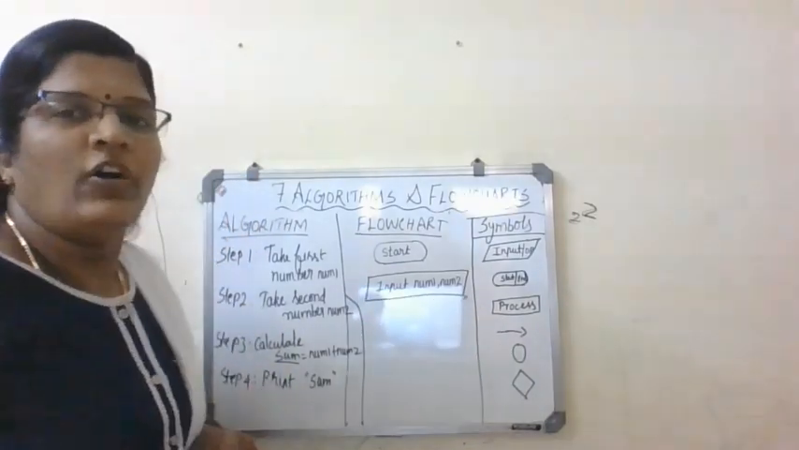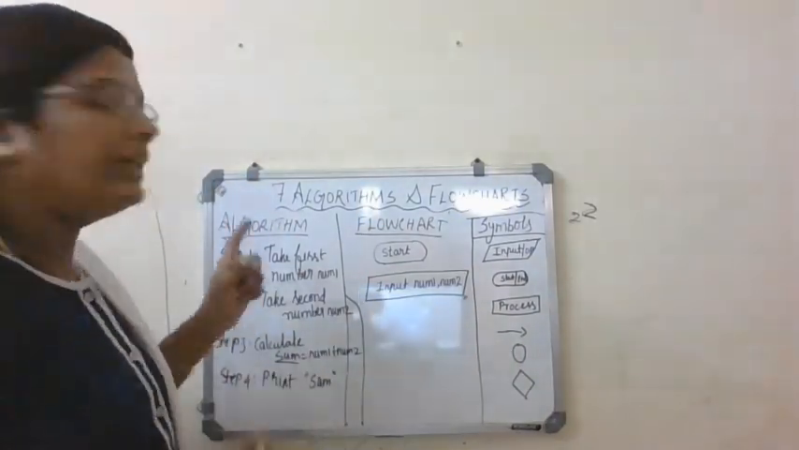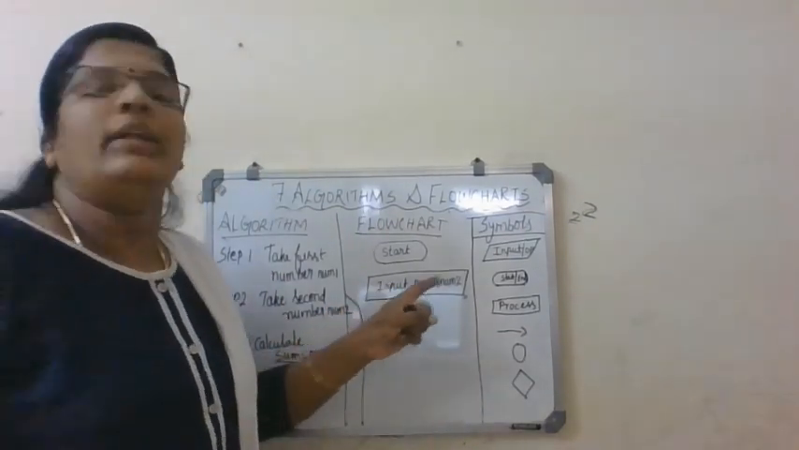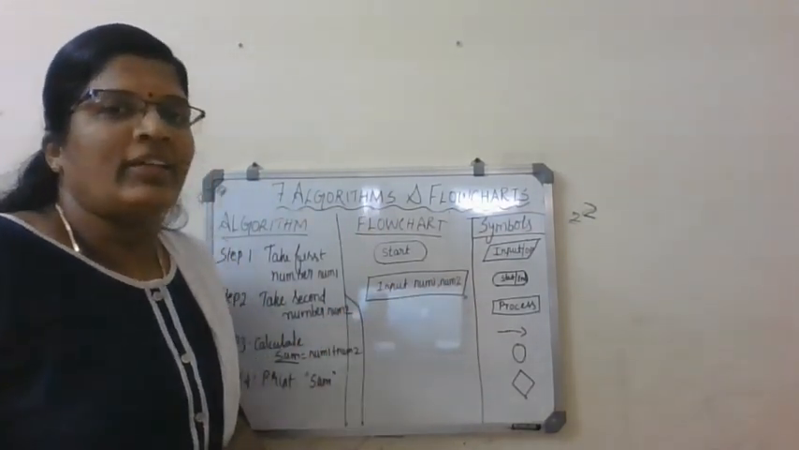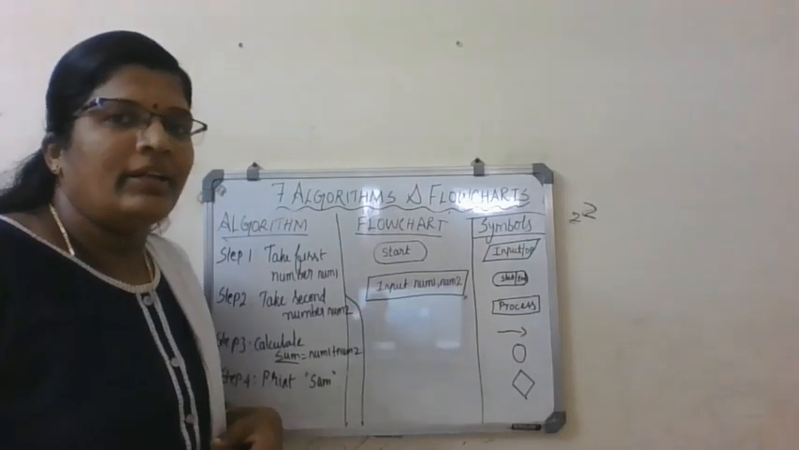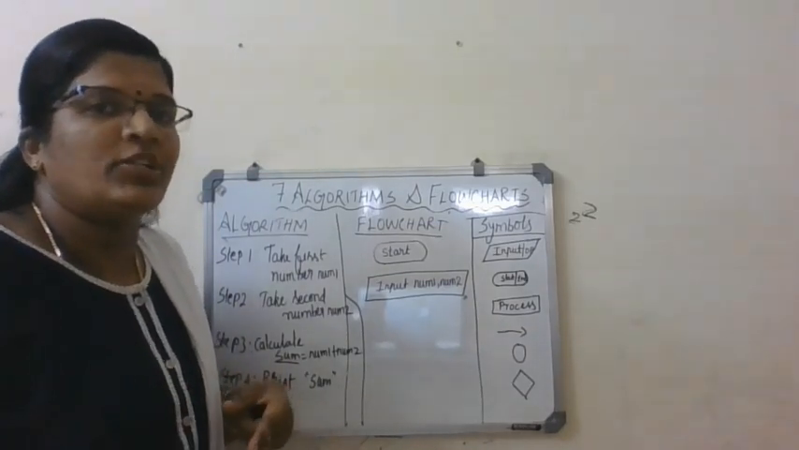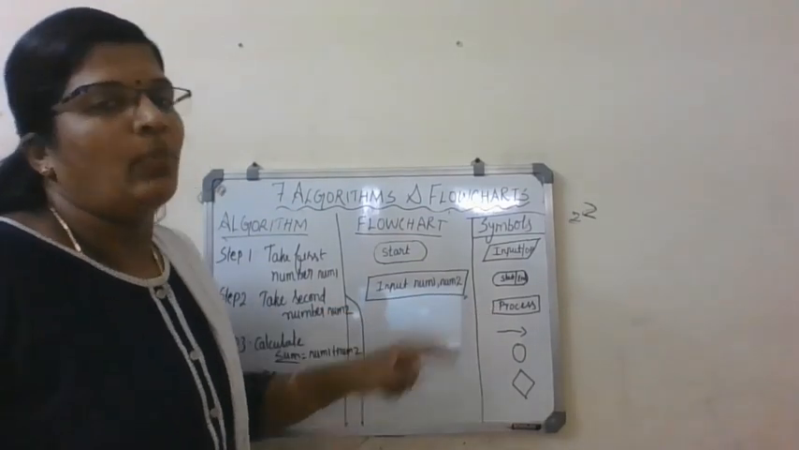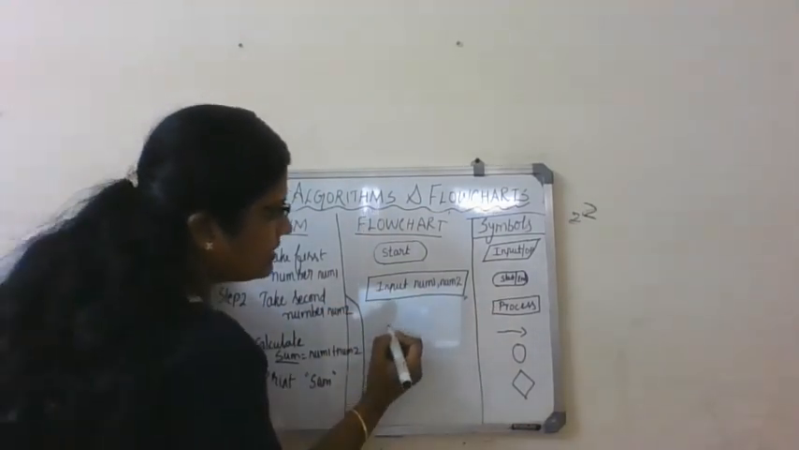So this is a box for input and output. I'm not writing "take the first number and second number." In short, I'm writing input num1, num2. Okay. Then what is the third step? It's a process, calculation. So for calculation, which box? This is a rectangular box. Okay. So what is the process?